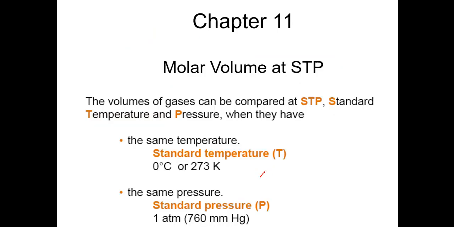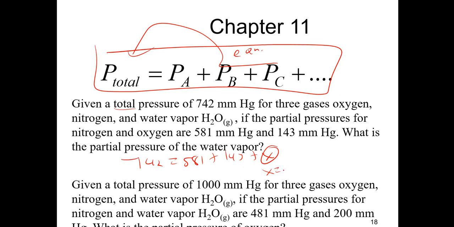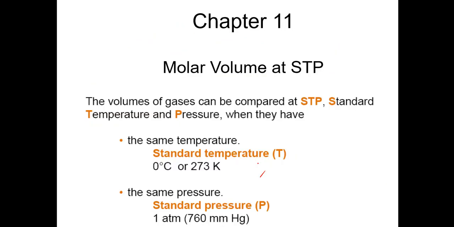So my calculation is going to be 18 millimeters of mercury, and this is going to be for water vapor. It's a gas. So make sure you have that memorized.